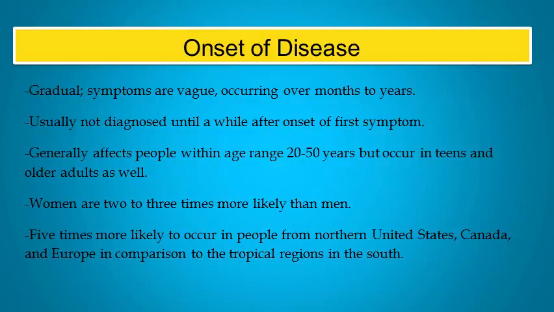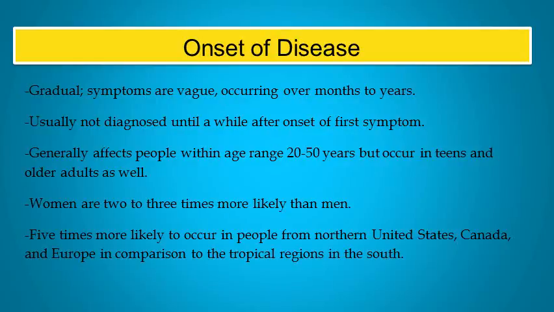Symptoms of MS are usually gradual and vague, occurring over months to years. And it's usually not diagnosed until a while after onset of the first symptom, generally because people don't know that the symptoms they're experiencing are a disease process, so they avoid going to the doctor. It generally affects people within the age range of 20 to 50 years, but occurs in teens and older adults as well, and is 2 to 3 times more likely to occur in women than men.